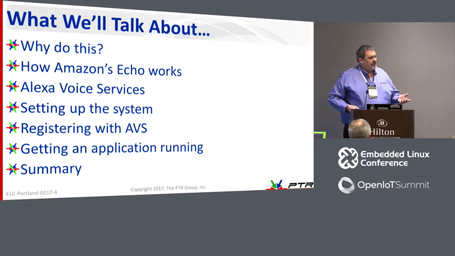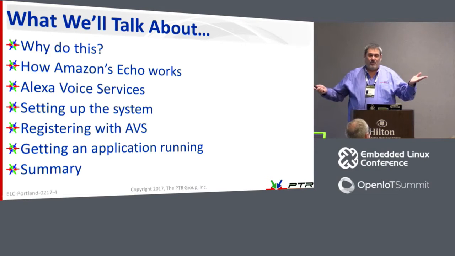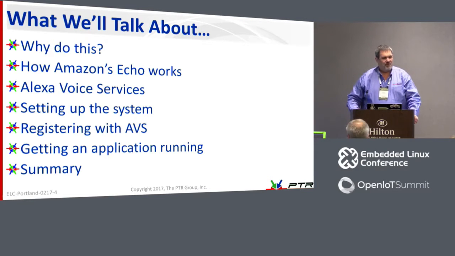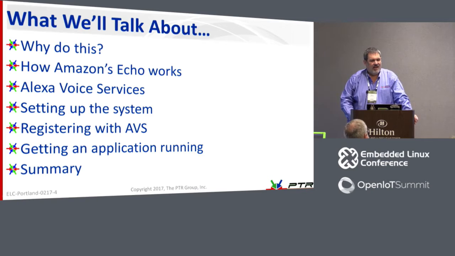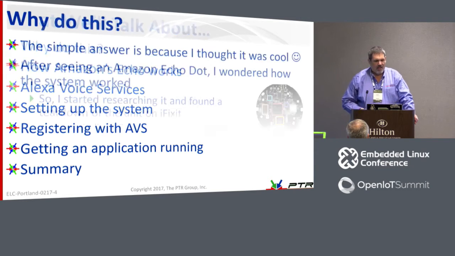So what we're going to do is talk about why would you want to do this? I mean, what is the purpose of doing something like this? And then we'll get into exactly how Amazon Echo works. How does it do what it does? And how can you go about doing voice enablement on your individual devices? Then we'll look at setting up the system and what we have to do to register with Amazon Voice Services, and then getting an application up and running, and then we'll kind of hit the summary here.